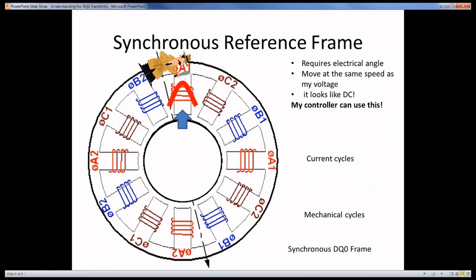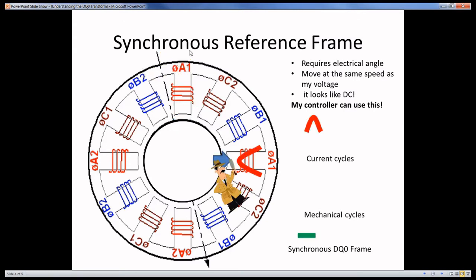Finally, we're going to look at the synchronous reference frame, which is probably the most useful of all of these because it lets us see our signals in DC. So we can see our guy is now on the stator, and he is moving with the electrical currents. So he's just going along with the electrical current.